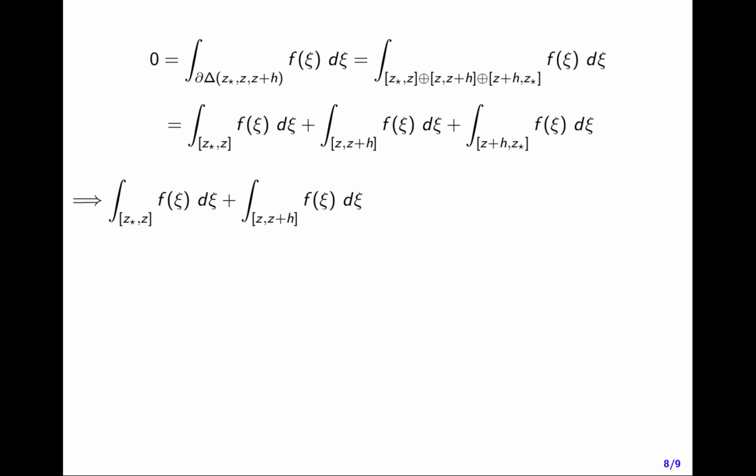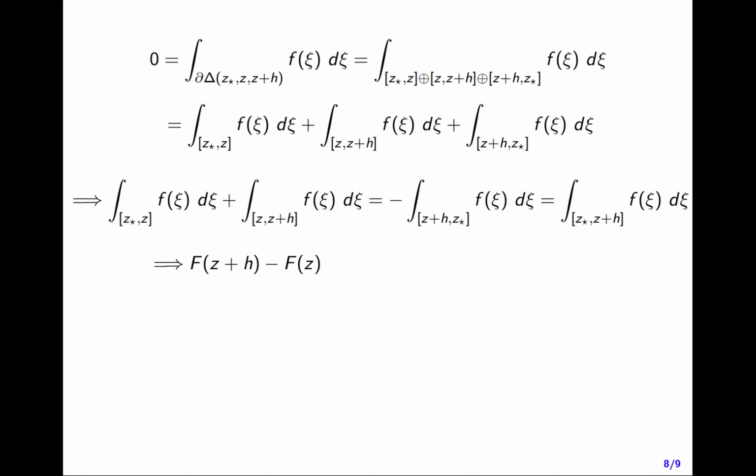And let's rearrange this equality a little bit, because I have three integrals adding up to equal 0. That tells me now that the integral over z star to z plus the integral over z to z plus h is really minus the integral from z plus h to z star. Now let's flip that around. I have minus the integral from z plus h to z star. That's also the integral from z star to z plus h, because I'm taking minus of an integral equals the integral over the reverse curve.